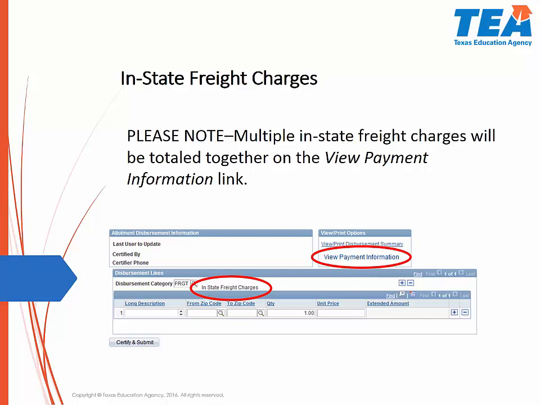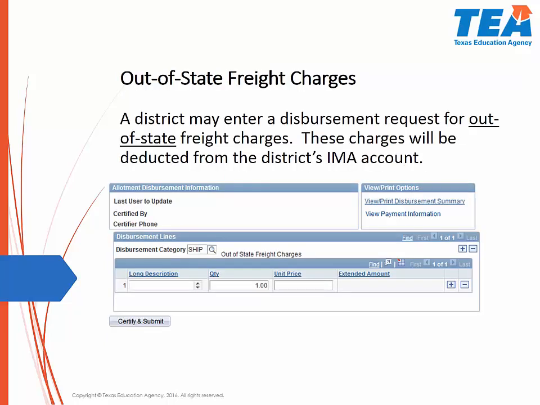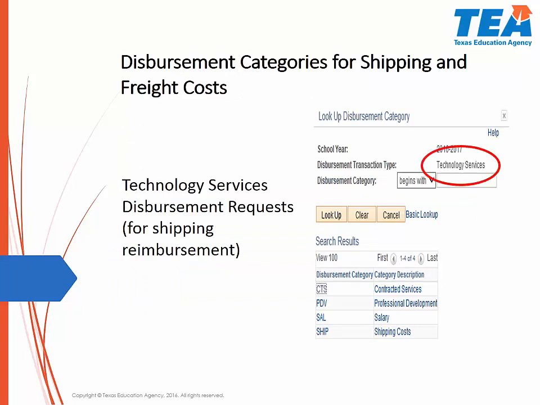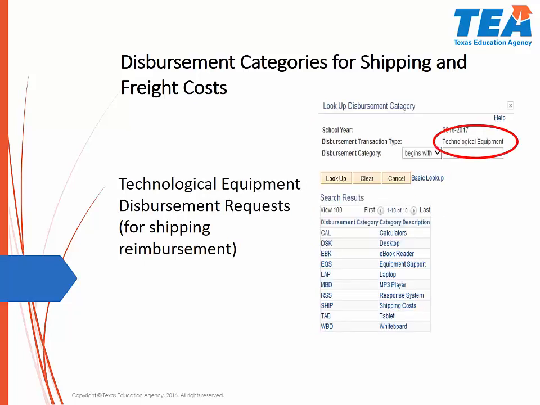A district may enter a disbursement request for out-of-state freight charges. These charges will be deducted from your district's IMA account. For a technology services disbursement request, the disbursement category will be shipping costs. For a technological equipment disbursement request, the disbursement category will also be shipping costs. You may not use the in-state freight charges category for technological equipment or technology services. That category is designated only for in-state freight for instructional materials.